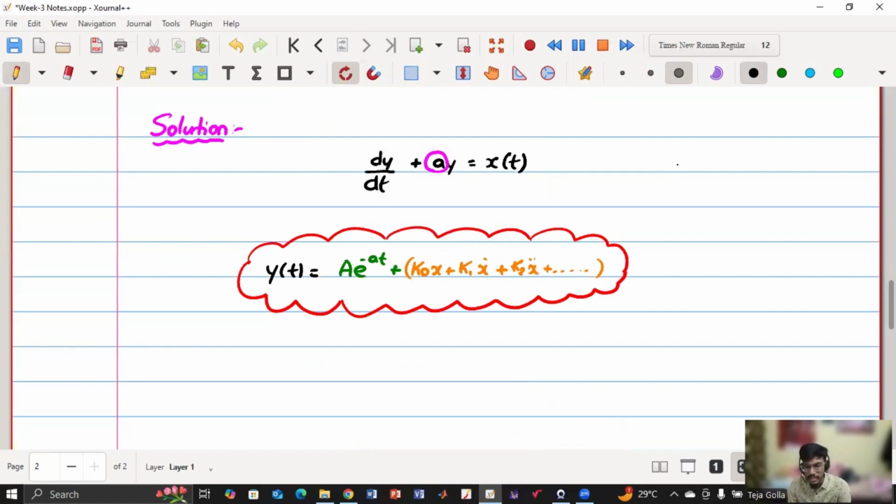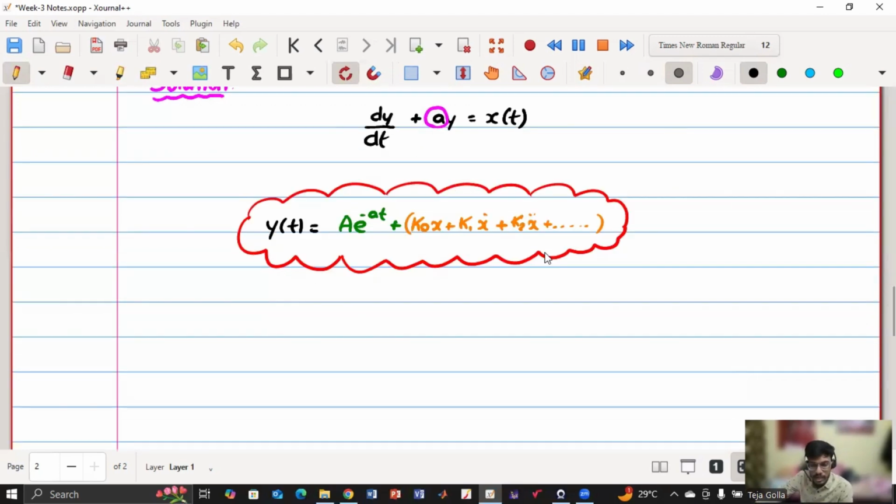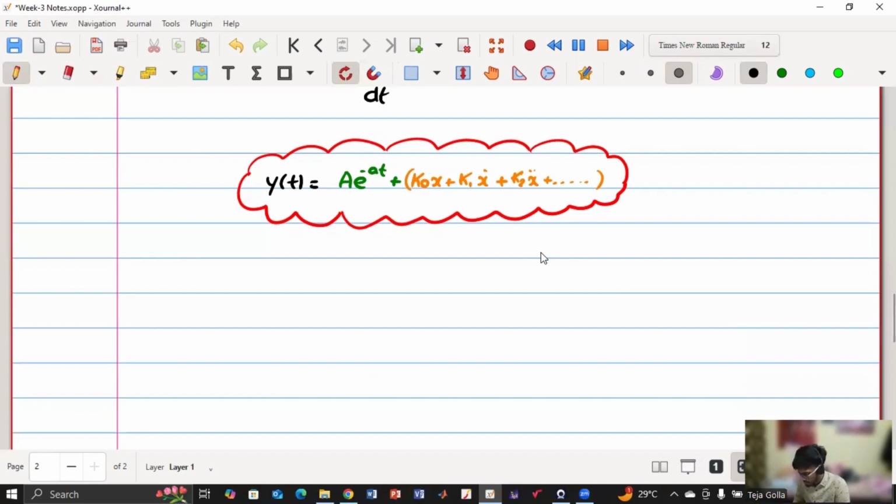But there is an exception here. What is that exception? Say my x of t equals e to the power minus at. Then what happens? K naught x will be k naught into e to the power minus at. K1 x dash will also have e to the power minus at. X double dot also will have e to the power minus at. And those terms will not end. So it's an infinite series. So only when x of t is e to the power minus at, this generalized solution is not valid. So what happens if my x of t is e to the power minus at? Let us think about it.